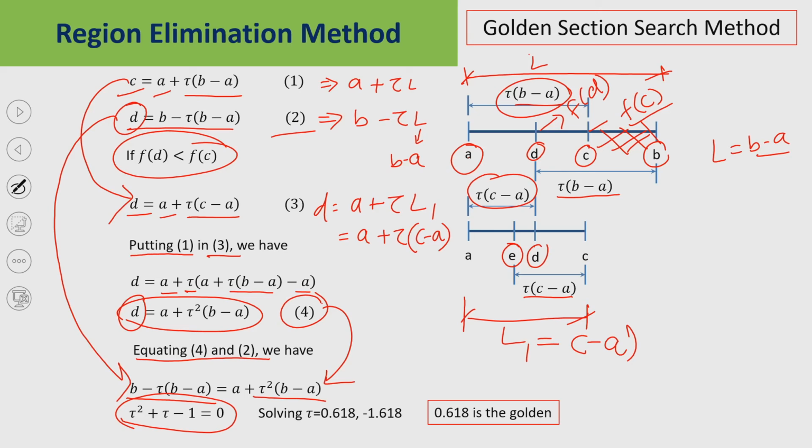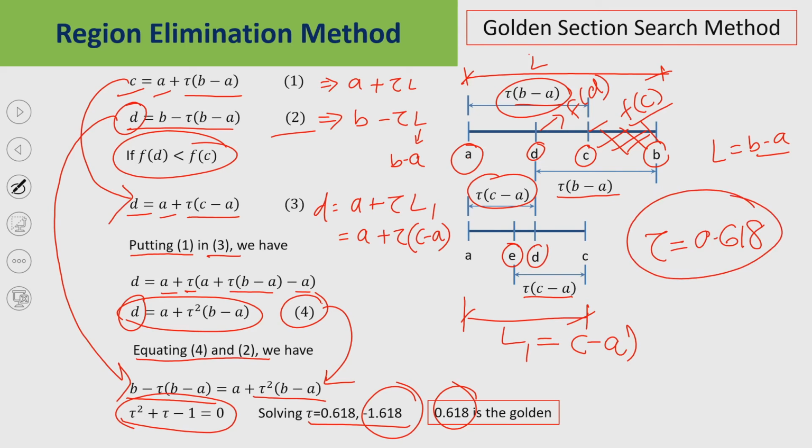And if I solve this equation for tau, what is the value of tau? Tau is 0.618, and minus 1.618. So, now the tau value cannot be negative, okay. So, that ratio cannot be negative. So, therefore, the possible value is 0.618 and you just see this is nothing but the golden ratio.